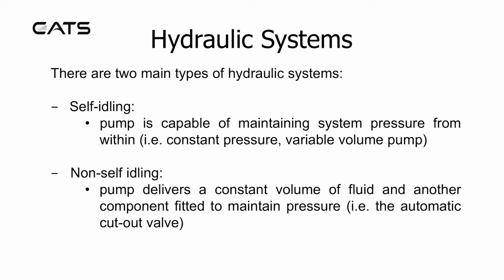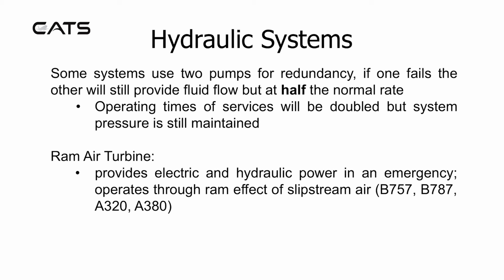There are two main types of hydraulic systems. Self-idling, the pump is capable of maintaining system pressure from within, i.e. constant pressure variable volume pump. And non-self-idling, the pump delivers a constant volume of fluid and another component is fitted to maintain pressure, i.e. the automatic cutout valve. Some systems use two pumps for redundancy. If one fails, the other will still provide fluid flow, but at half the normal rate. Operating times of services will be doubled, but system pressure is still maintained.